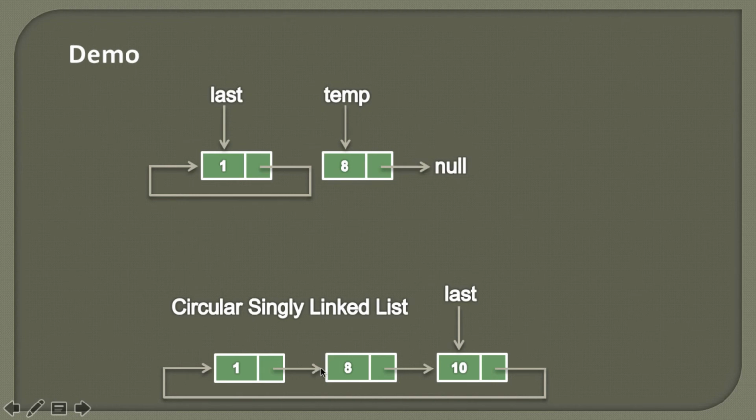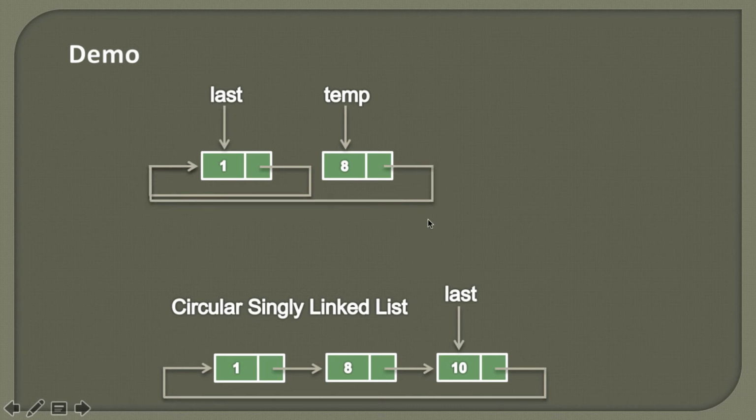Now let's suppose we want to add one more node having data as 8. So here you can see the temp is pointing to this node having data as 8 and its next is pointing to null. So in order to insert this node into the circular singly linked list having data as 1 and last is pointing to 1, what we do is, when we insert this node with a value 8, we know that its next should point to the first node. So therefore we simply break this link and we point it to the first node.